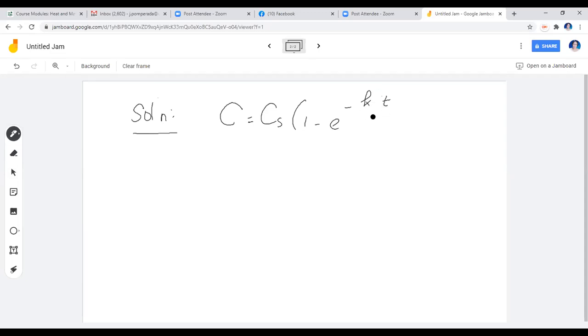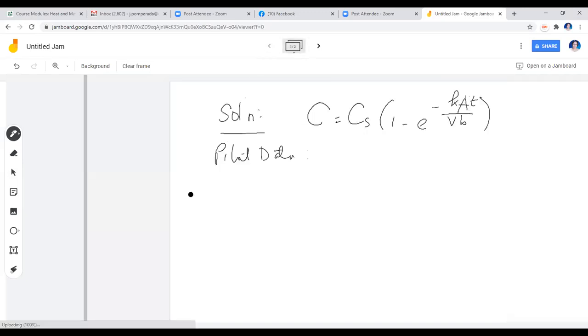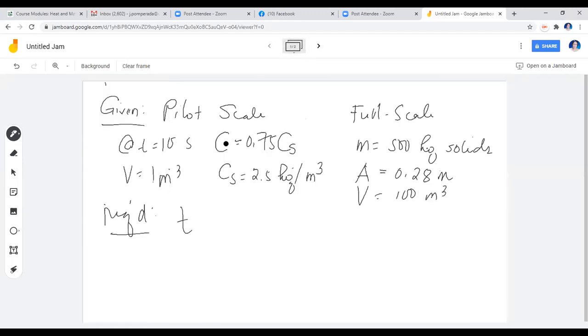KA over BV, then we have T. So this is our formula. So we'll use first the pilot data. In the pilot data, it says that if we go to that particular slide, your C is becoming 75% of the saturated value in 10 seconds.